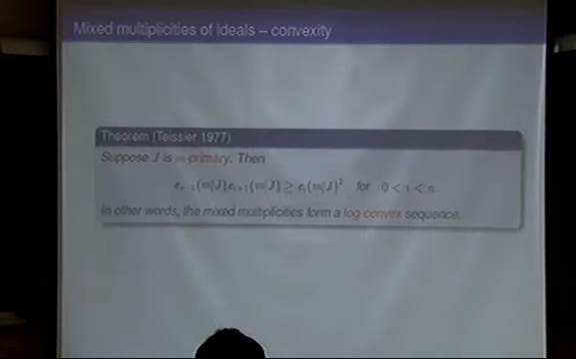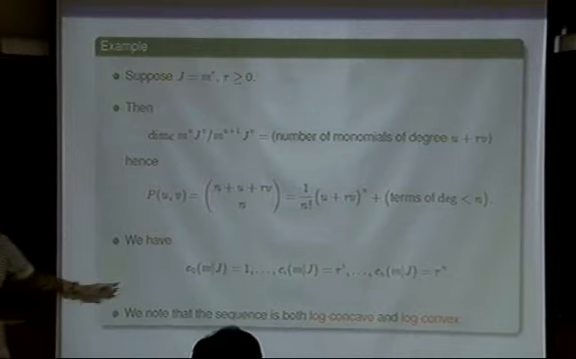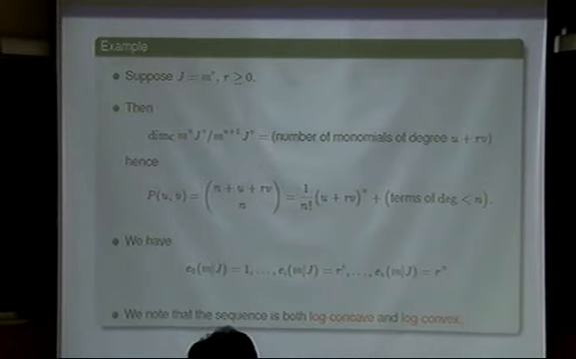It was a theorem of Teissier back in the 1970s. In the setting before, if J is m-primary, which means that S quotient J has finite vector space dimension, then this sequence of mixed multiplicities forms a log convex sequence. This is exactly the opposite of what we want. And you can verify the theorem of Teissier in this setting. J is obviously m-primary, and so as a consequence of his theorem, these sequences form a log convex sequence.